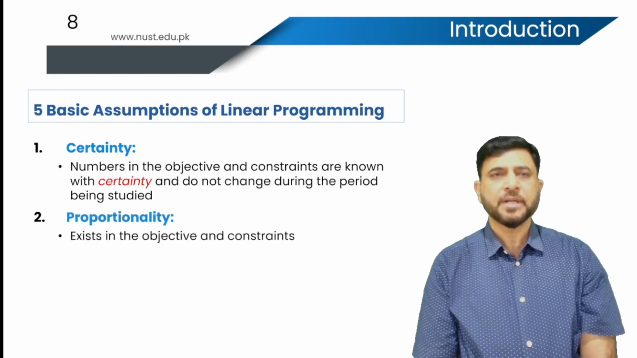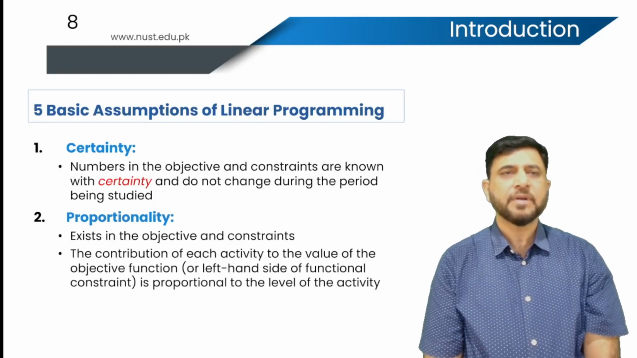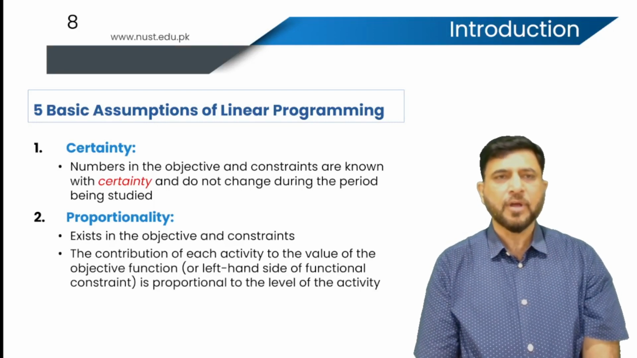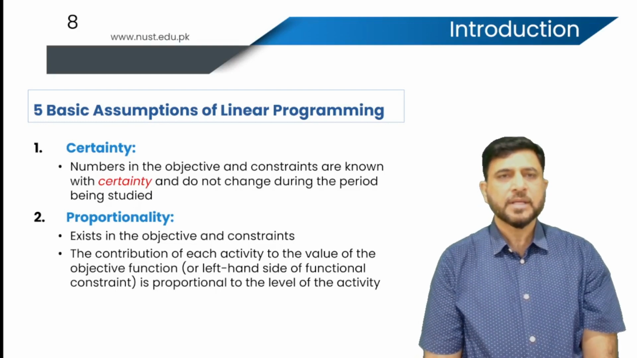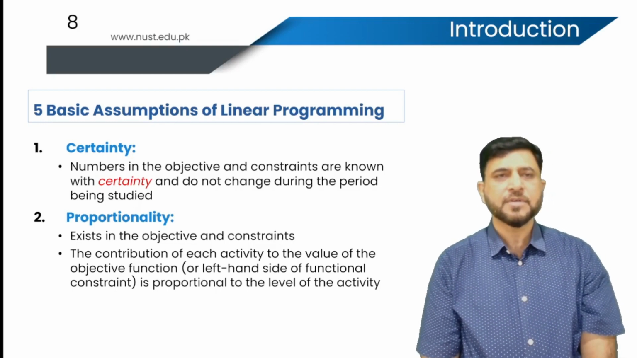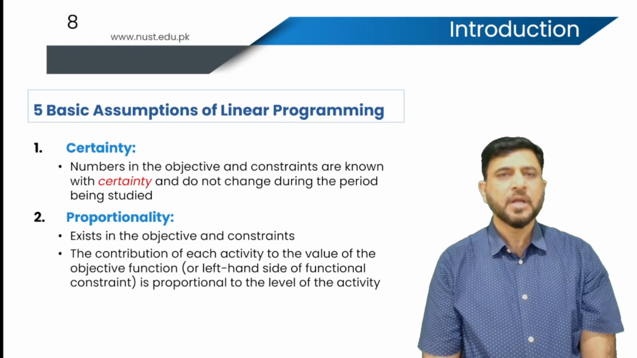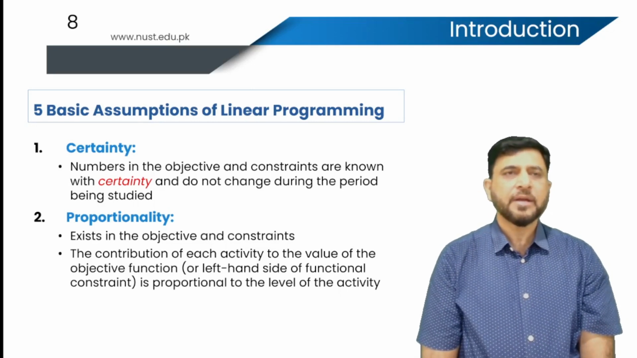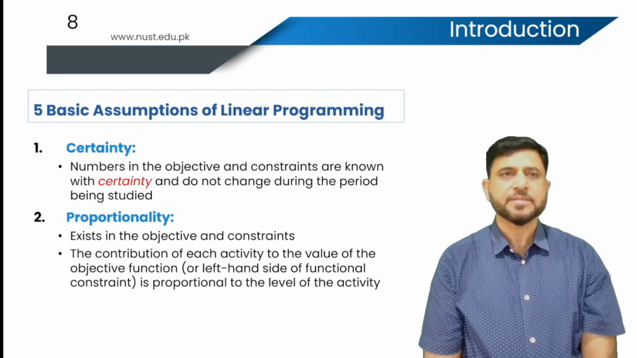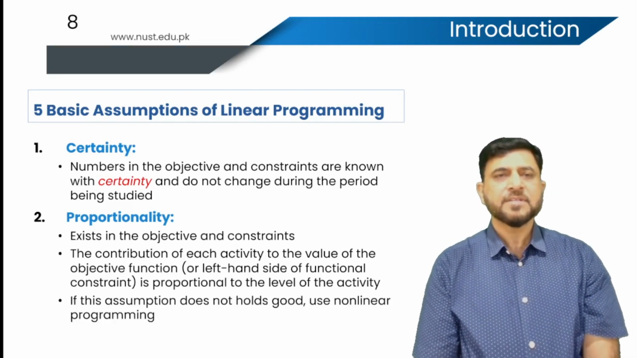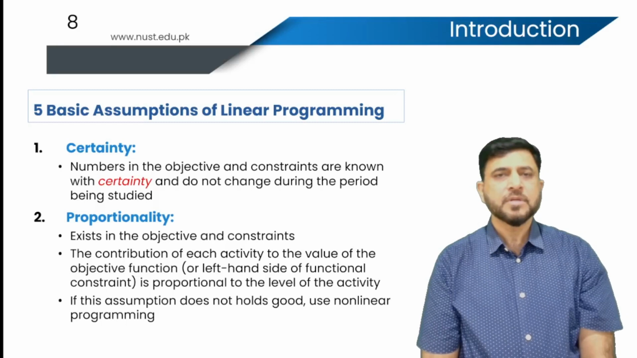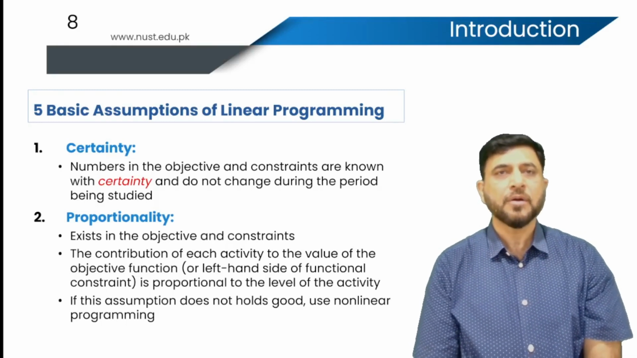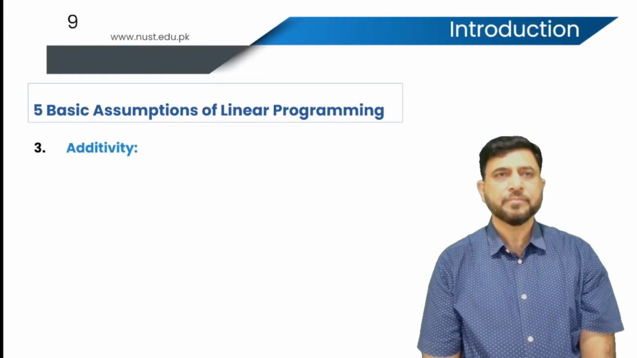Then proportionality. It exists in the objective and constraints. The contribution of each activity to the value of the objective function, or the left-hand side of the functional constraint, is proportional to the level of the activity. That is, left-hand side is proportional to the right-hand side. And if this assumption does not hold good, we have to use non-linear programming. We cannot use linear programming.